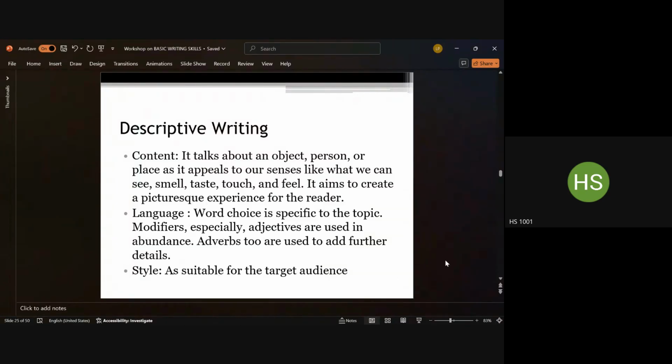So what does descriptive writing mean, right? When we talk about descriptive writing, there are three things that are important to most of what we write, whether that is descriptive or narrative. But what goes into each of these three sub sections is what makes descriptive different from narrative, right? So content, language, and style. So whether you're writing a descriptive paragraph or a narrative paragraph, there are three important points that you have to keep in mind as a writer.